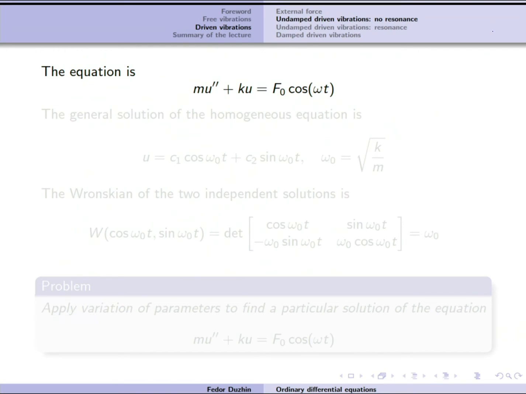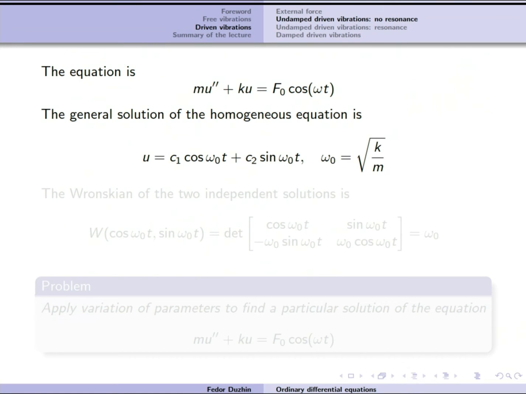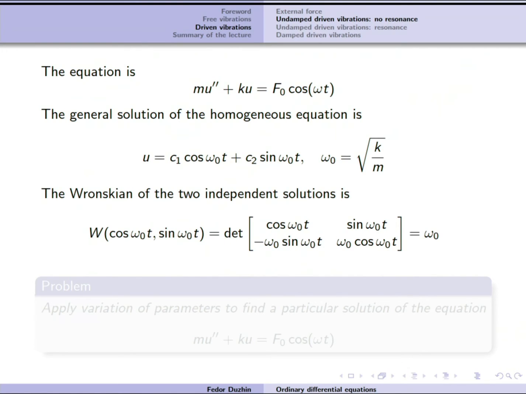So here is the equation. Recall that omega 0 is the natural frequency of this system, the square root of k over m. Here is the general solution of the homogeneous equation, with the square root of k over m.